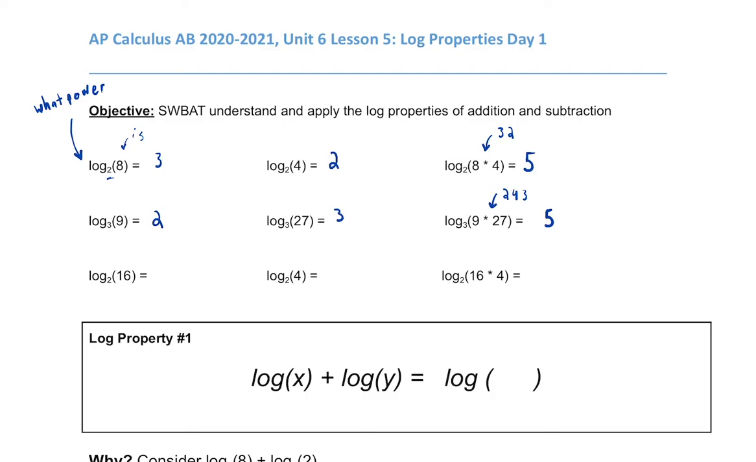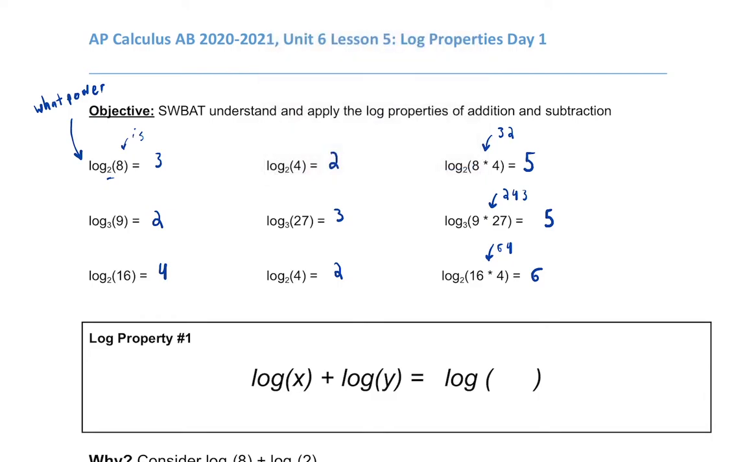Let's do one last one. If we have the log base 2 of 16, that would be 4. The log base 2 of 4 would be 2. And the log of 16 times 4, well, that's 64. And okay, how many 2's does it take to make 64? 2, 4, 8, 16, 32, 64. That's 6. And if you look at this pattern here, notice what I was doing.